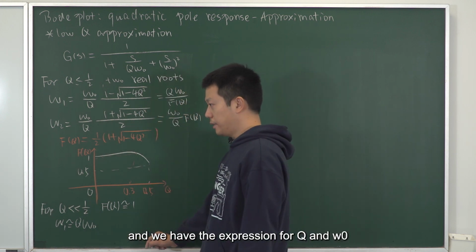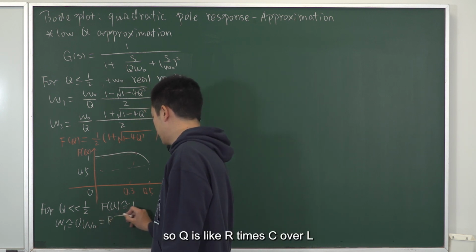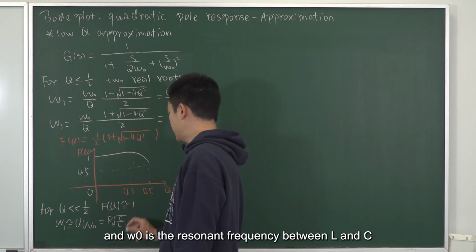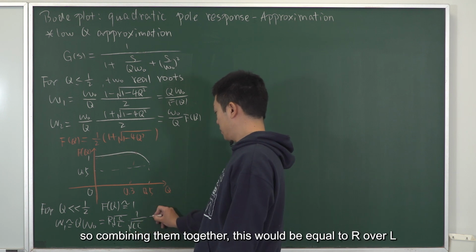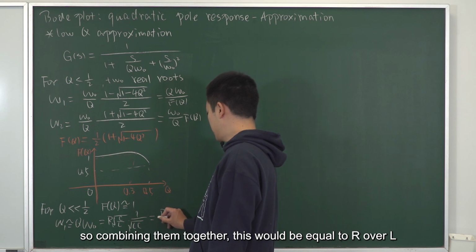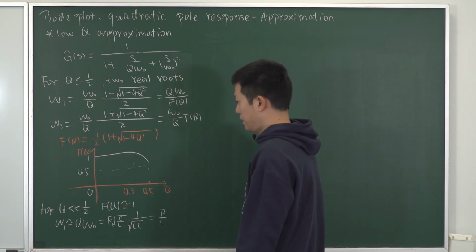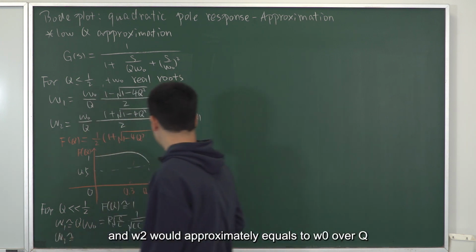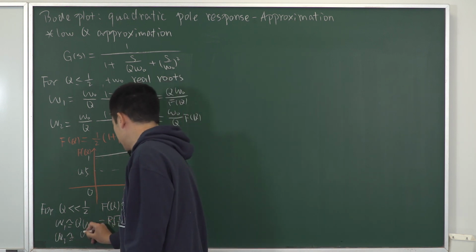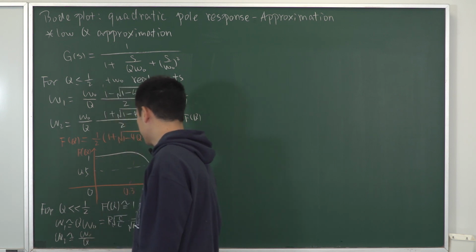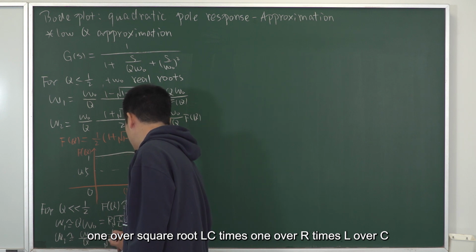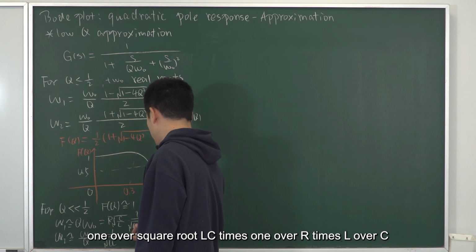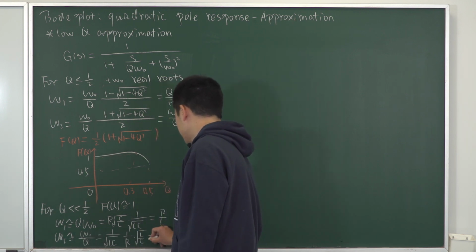And we have the expressions for Q and omega 0. Q is like R times the square root of C over L, and omega 0 is the resonance frequency between L and C. Combining them together, omega 1 equals R over L. And omega 2 would approximately equal omega 0 over Q, the fraction of omega 0 and Q. So this is 1 over the square root of LC times 1 over R times the square root of L over C. This equals 1 over RC.